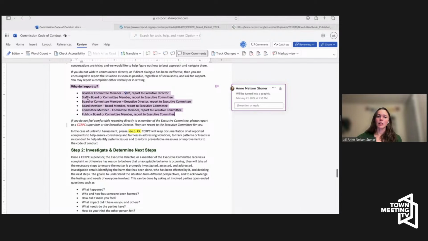If a staff member has a complaint about a board member or a committee member, they would report it to the executive committee, so on and so forth.